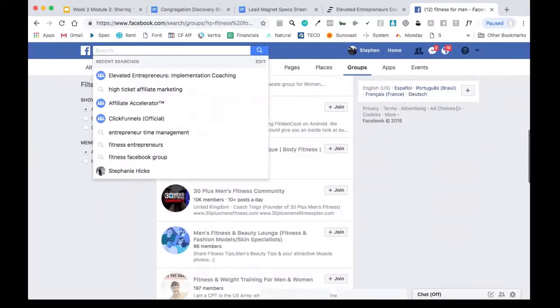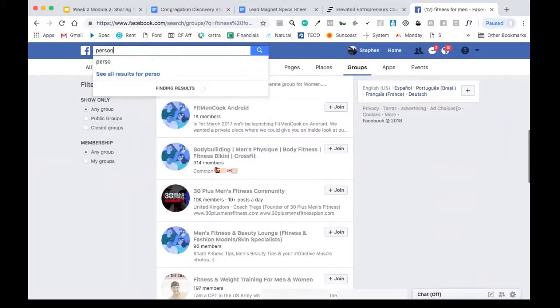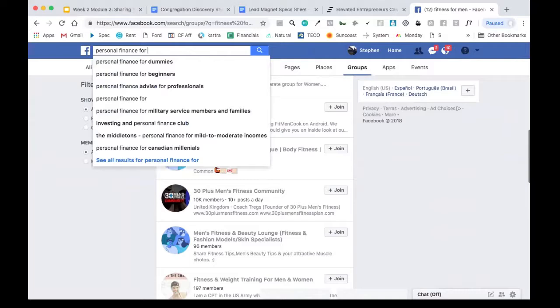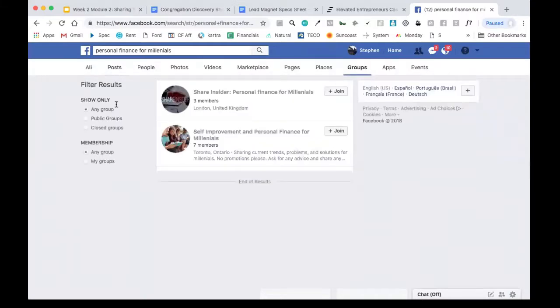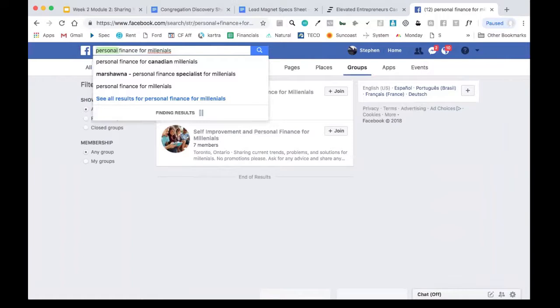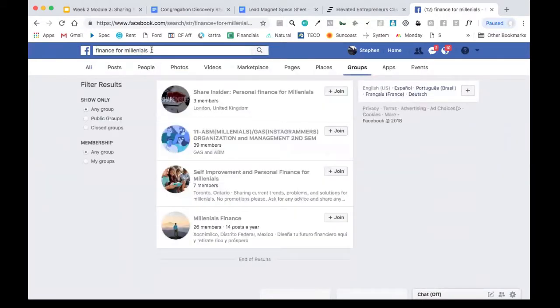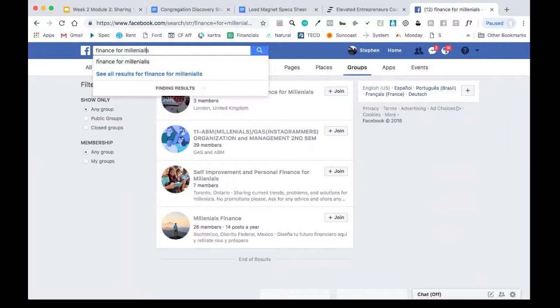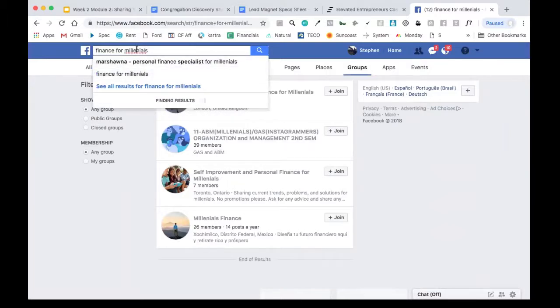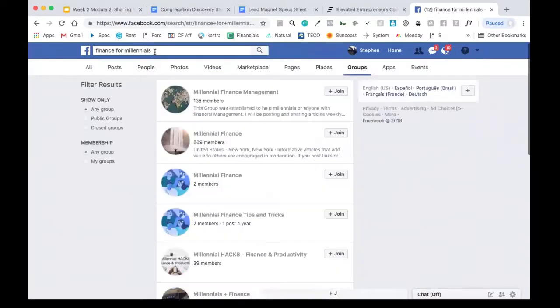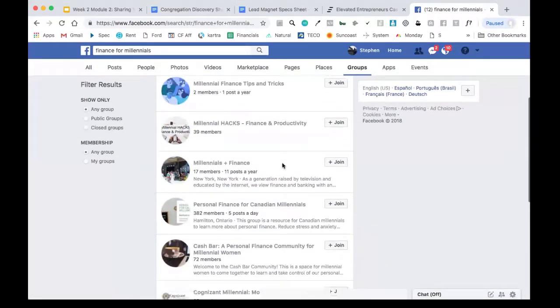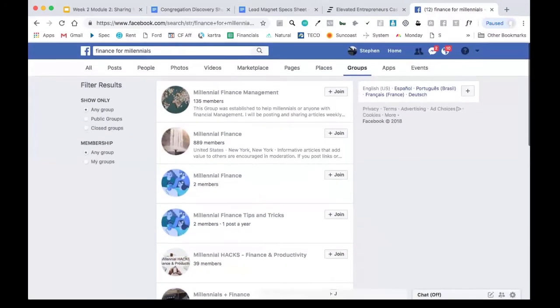Like you could do personal finance for millennials. See, nothing crazy. Finance for millennials. Who knows? Maybe that's an emerging niche there. Maybe I spelled millennials wrong. Probably. Not sure. Oh, looks like I did. There we go. Millennial finance. It's pretty interesting. So just different stuff like that. Just do some searches and find some groups.